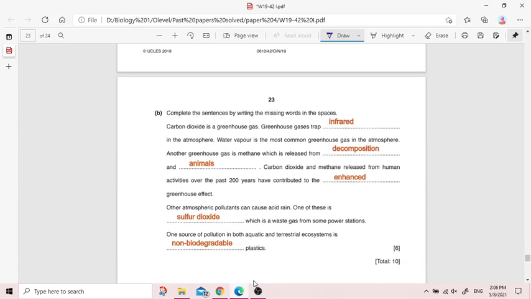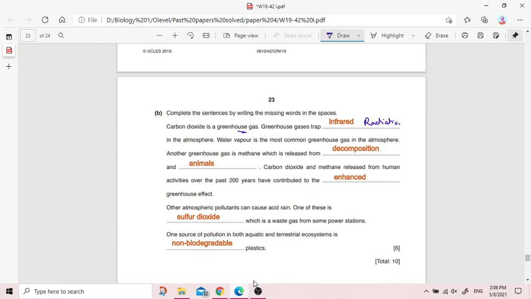Last question, the complete. So you should study very well and you should make sure that you understand each part of the syllabus, because recently complete questions come up a lot. Carbon dioxide is a greenhouse gas. Greenhouse gas traps infrared radiation. Or I can say that they trap heat. Infrared radiation or heat.